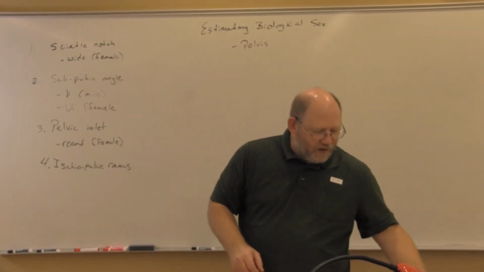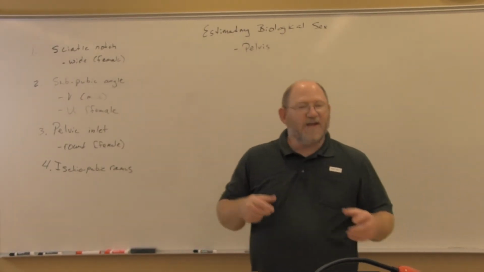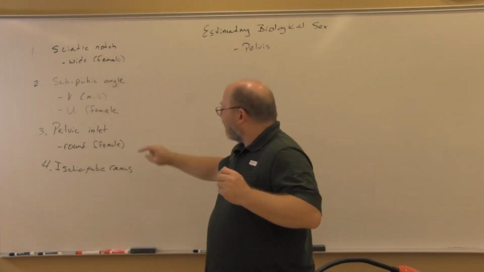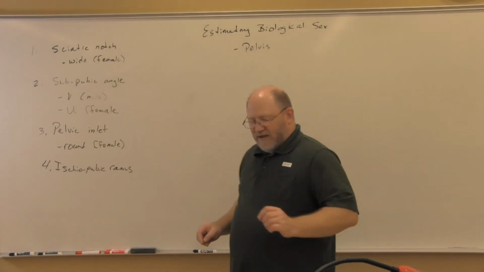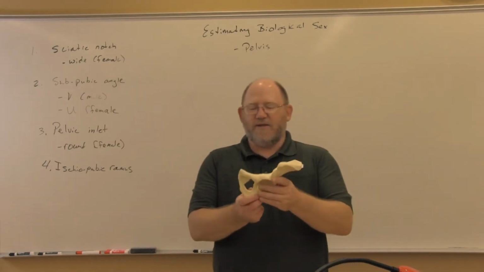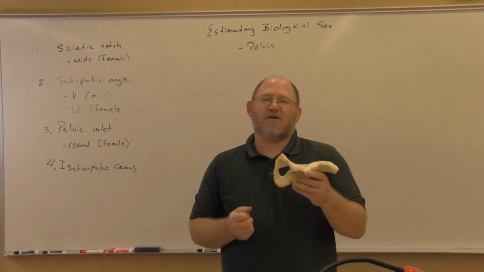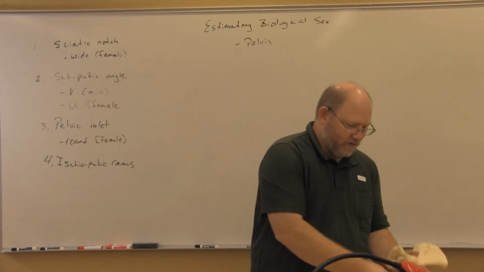Okay, so the fifth characteristic is also influenced by the subpubic angle, the ischiopubic ramus, and this has to do with this hole in the pelvis. And that hole is called the obturator foramen. I will write that down on the board in a moment.